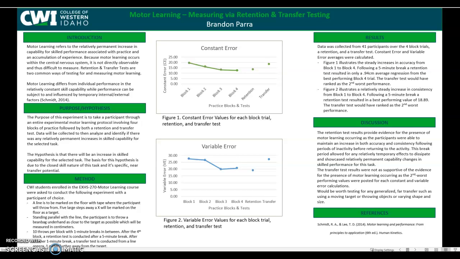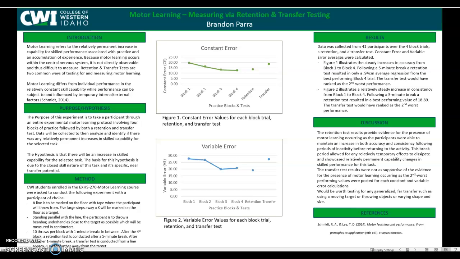The transfer test did not show a lot of support for the presence of motor learning occurring. The transfer averages were both the second worst performing values for both constant and variable error, so for accuracy and consistency. So there's not a lot of evidence being shown there for the presence of motor learning occurring.